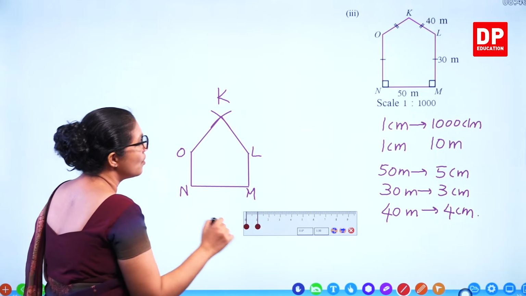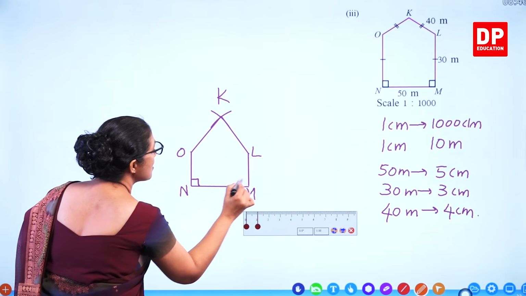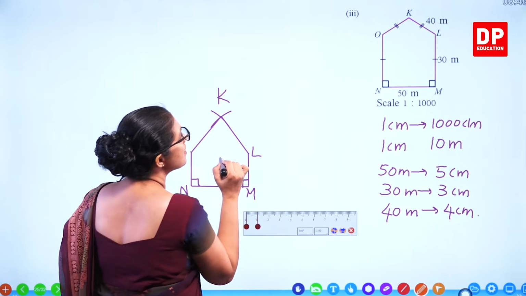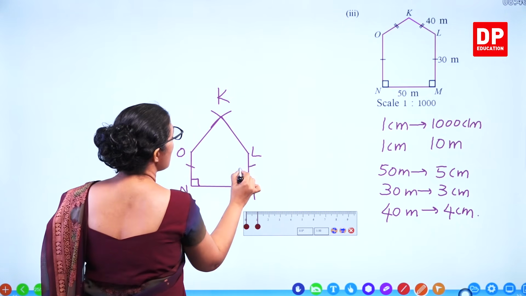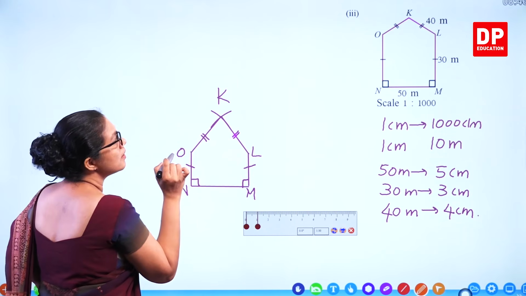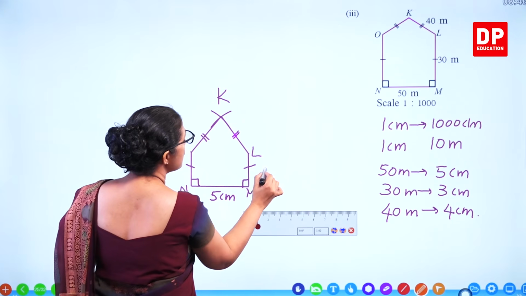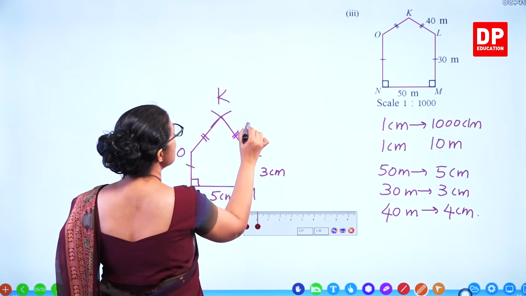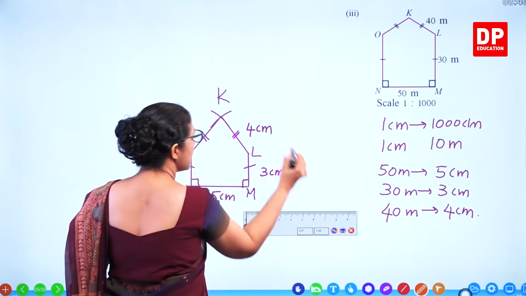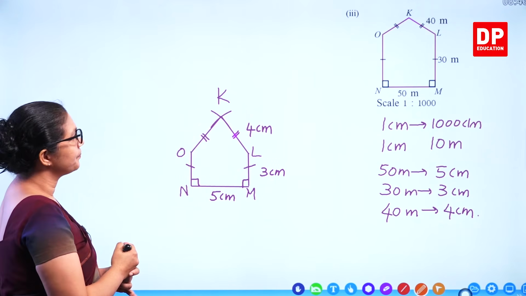So mark these as 90 degrees and these 2 lengths are equal and these 2 lengths are equal. I can write this is 5 centimeter length, this is 3 centimeters and this is 4 centimeter length. So this is the scale diagram.